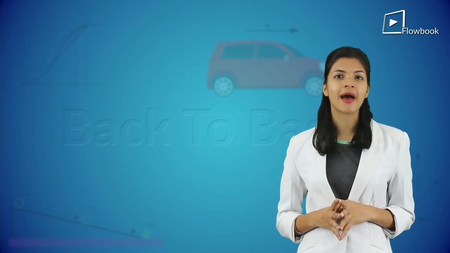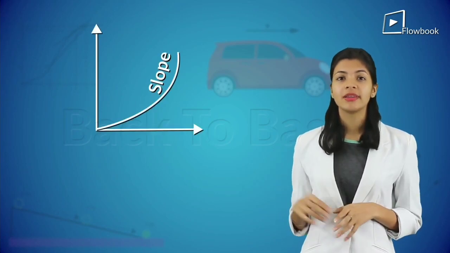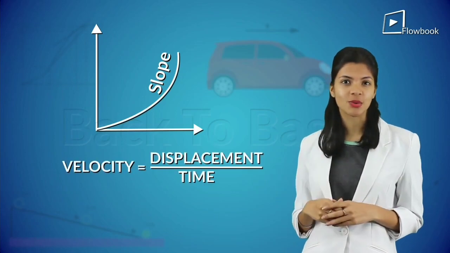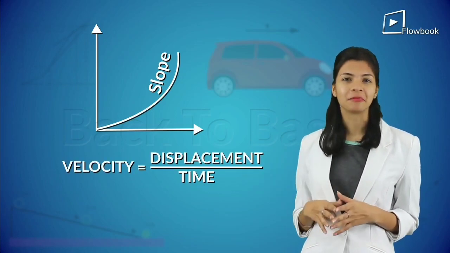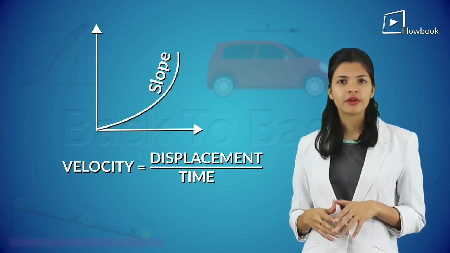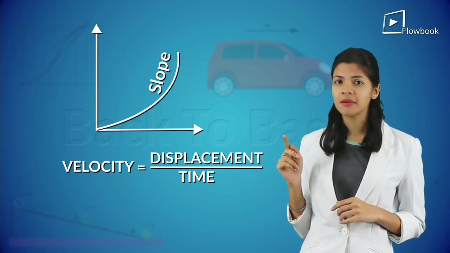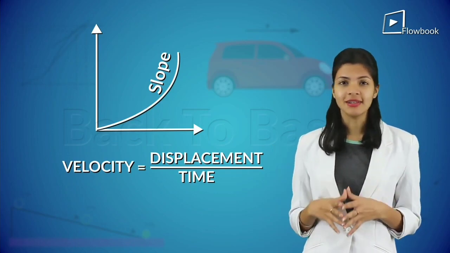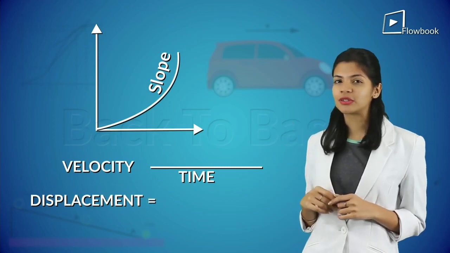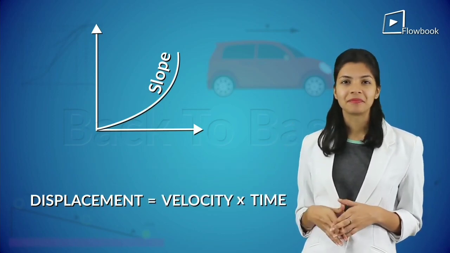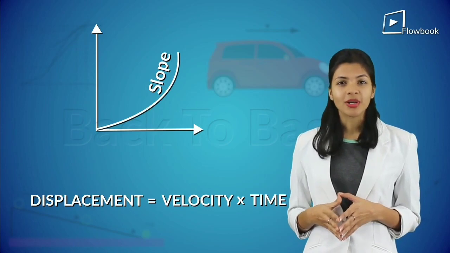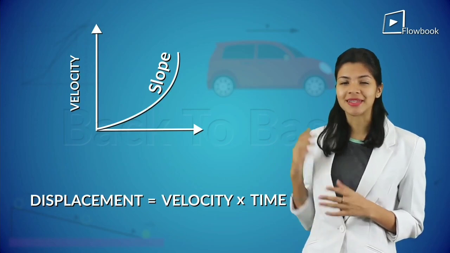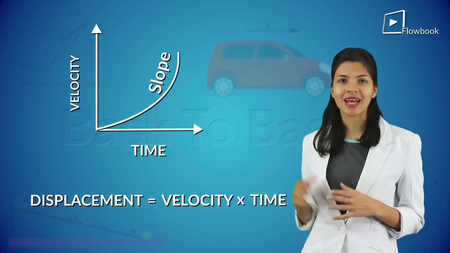From the displacement time graph, we saw that the slope of the graph gives us velocity, as velocity is equal to displacement by time. But what if you're given values for velocity and time and you're asked to find displacement? Then displacement will equal velocity into time. This is why we plot velocity time graphs. Velocity will be plotted on the y-axis and time on the x-axis.